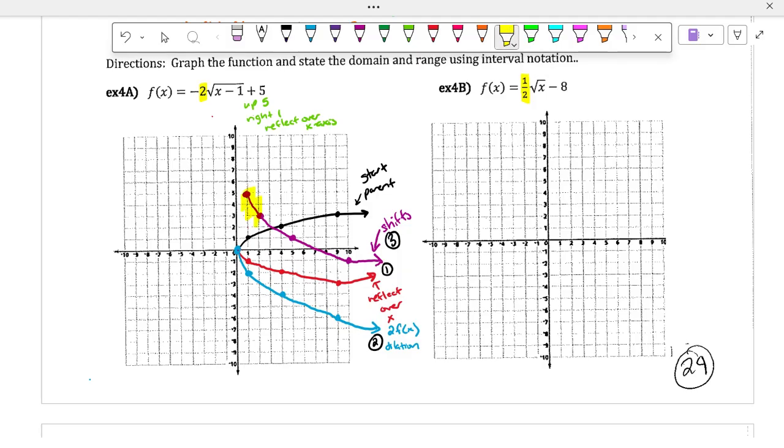So this would be my final graph of the function. So the highlight is my actual graph of the function. Now, that's a lot of work. You could have just done that by using a table. So in other words, just take values from your parent function originally and just plug them in for x.